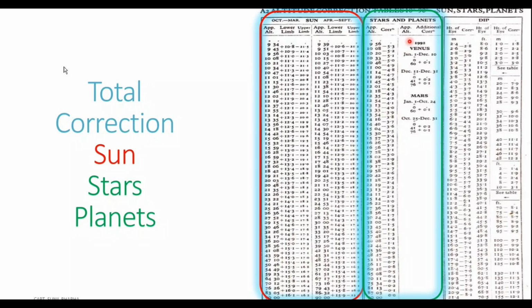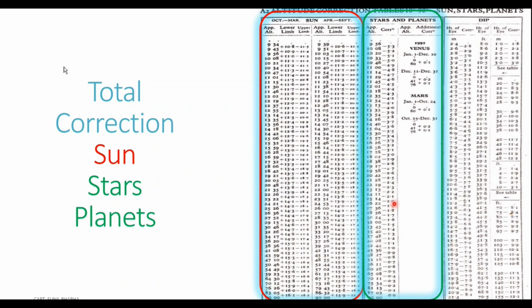So the correction has to be picked up from the second part of the table, the additional correction, and the additional correction has to be applied in addition to the total correction obtained from the total correction table against the apparent altitude of the body.